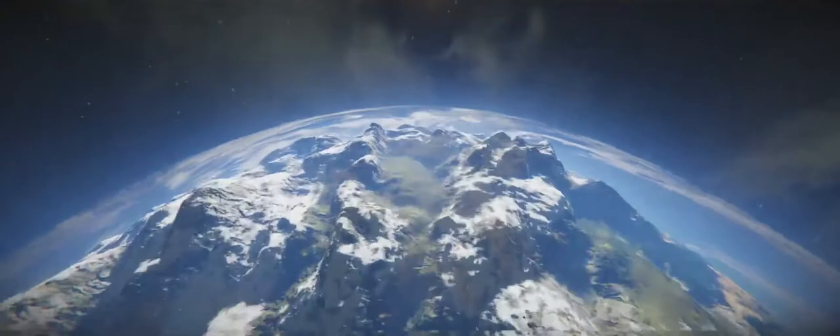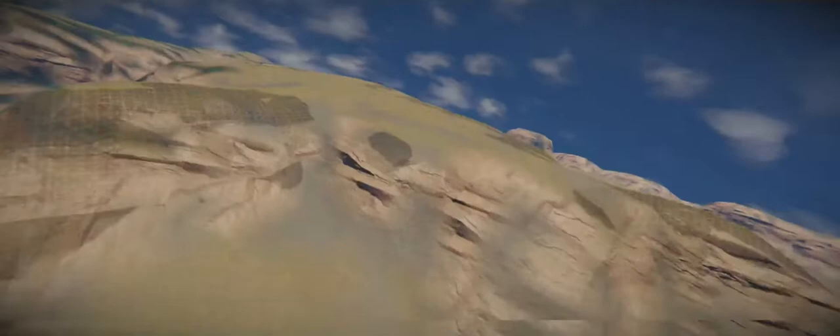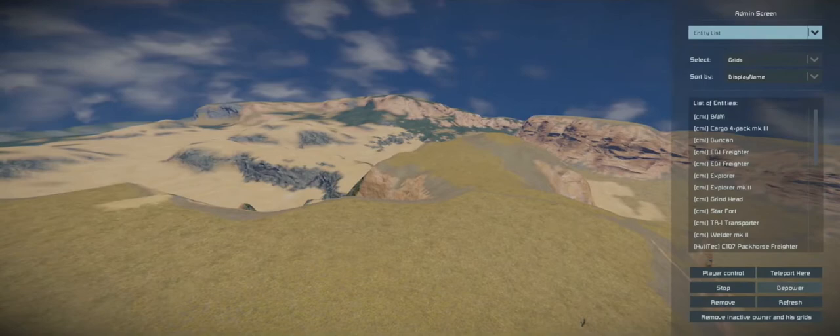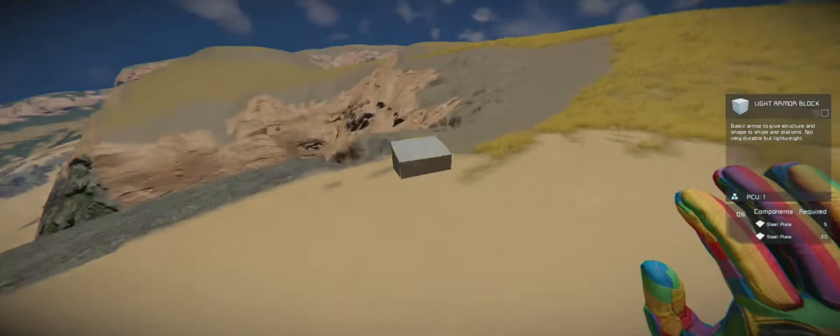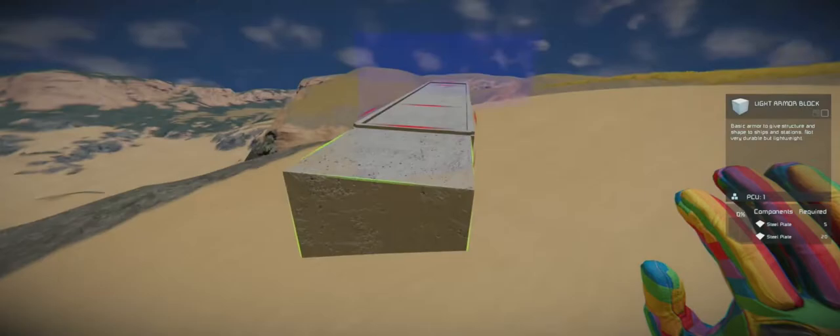So let's go down to Earth and look if we can find a place to build our road. This hill here looks quite good. I will construct here a road part. And then I will copy this until the road is in space.